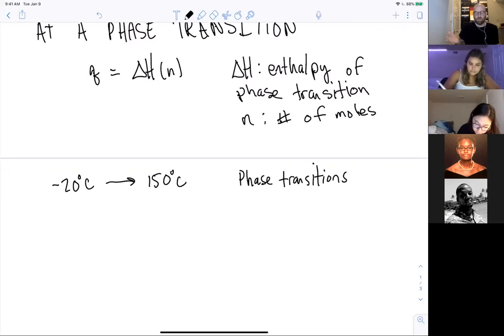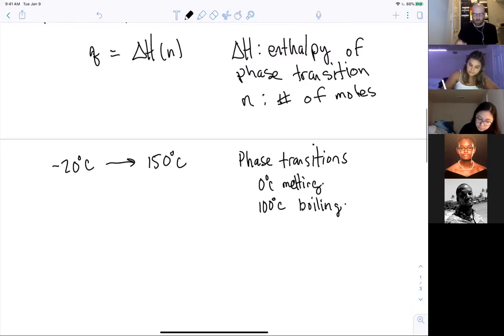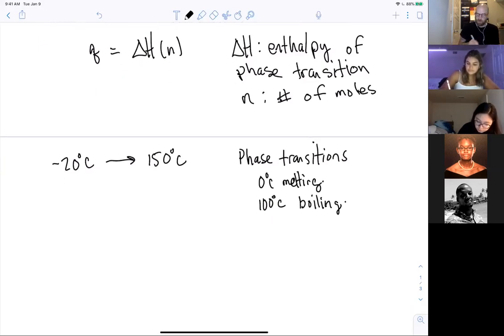because this is water, the assumption is that at atmospheric pressure, it's 0 degrees Celsius and 100 degrees Celsius for freezing and boiling, respectively. But the phase transitions here are 0 degrees, which is where it's going to go through melting, and then 100 degrees Celsius, which is where it's going to go through boiling. We use the terms fusion for melting and vaporization for boiling, but it's the same thing. And so that's the way you want to break things up.